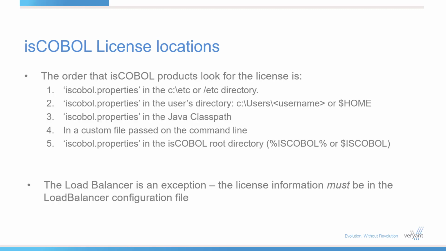The locations in the Java class path are next, and then the property file that's passed from the command line that launched the product, and finally, the isCOBOL root directory. Now the last license that is read is the one that is used. And the only isCOBOL product that doesn't use these locations is the load balancer. It requires the license information in the configuration file that's passed on the command line.